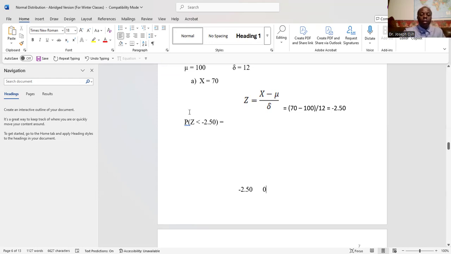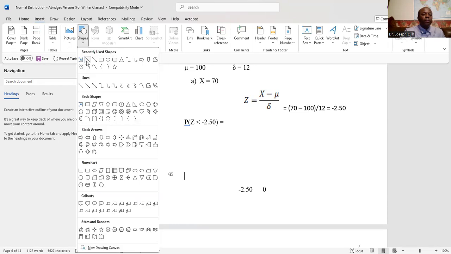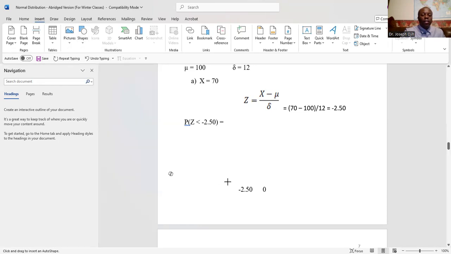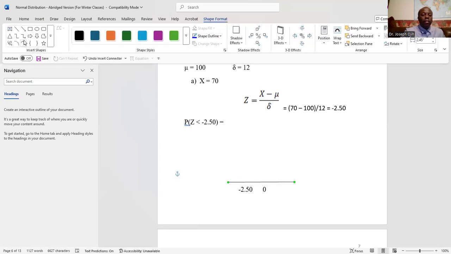Then you put your x-axis and the bell curve. This is your x-axis, and this is your bell curve.